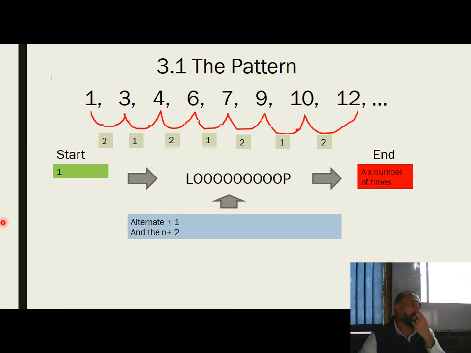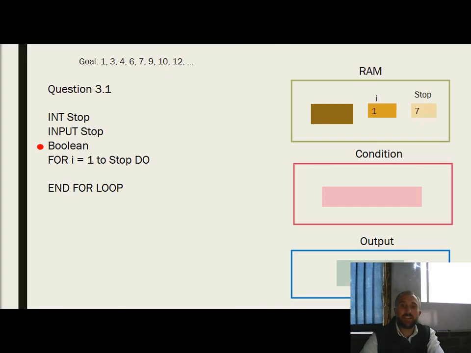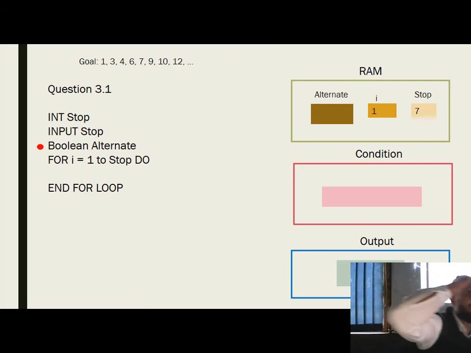So what do we do to alternate between plus 1 and plus 2? We create a Boolean variable called alternate. So now I've created another variable called alternate. So what I'm trying to get at here, I'm not solving everything at once. I am solving a problem.